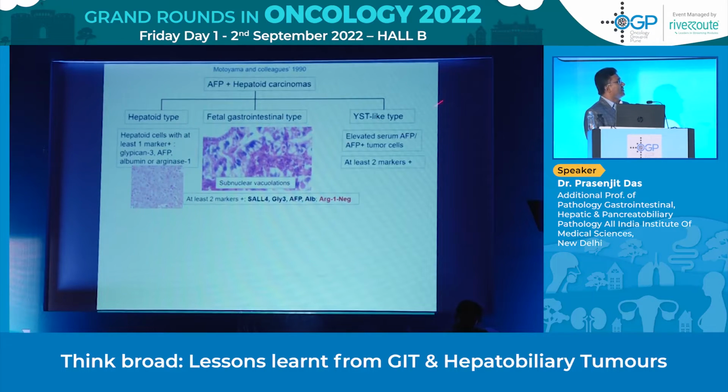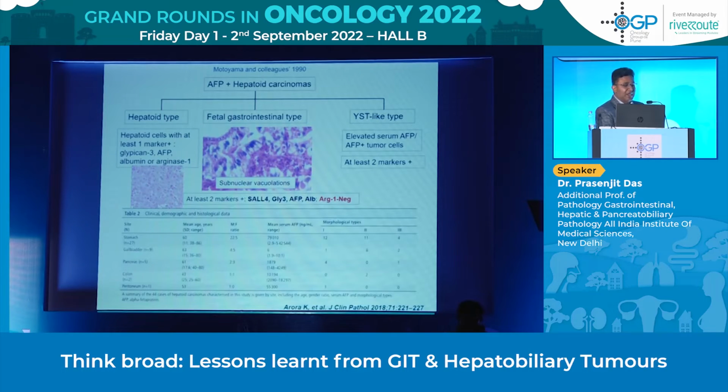And there is another differentiation that is described, that is yolk sac-like tumor. Here you will see at least 2 markers positive out of these 3. And most of these tumors have been described extremely rarely, but have been described in the stomach, very rarely in the gallbladder, and extremely rarely in the pancreas as well as colon.